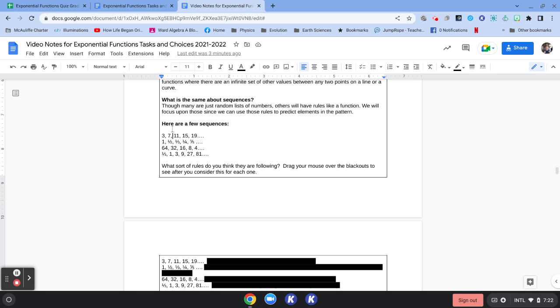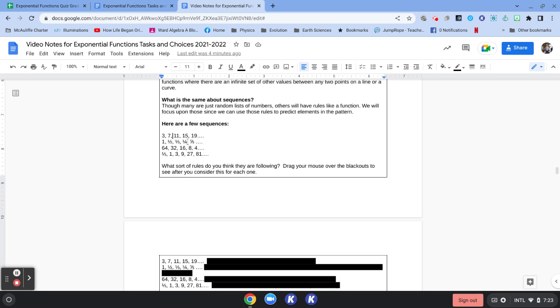One method is to subtract a number from the next number. So 7 minus 3, you get 4. 11 minus 7, you get 4. 15 minus 11, you get 4. And 19 minus 15, we get some sort of repeated plus 4 happening. So this is what we would call an arithmetic sequence, which is connected to linear thinking. There is a repeated plus 4 happening, starting with the number 3.